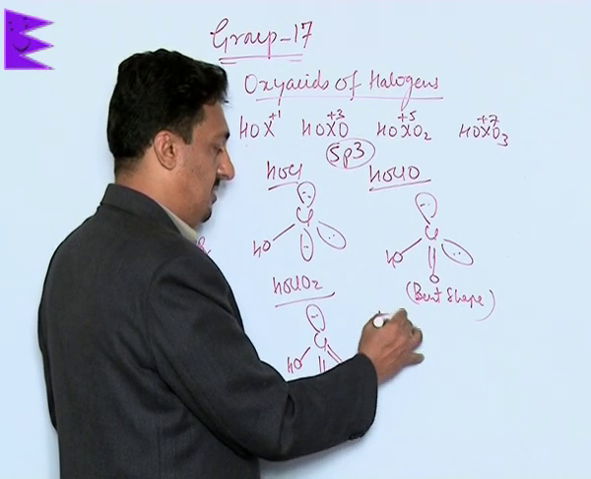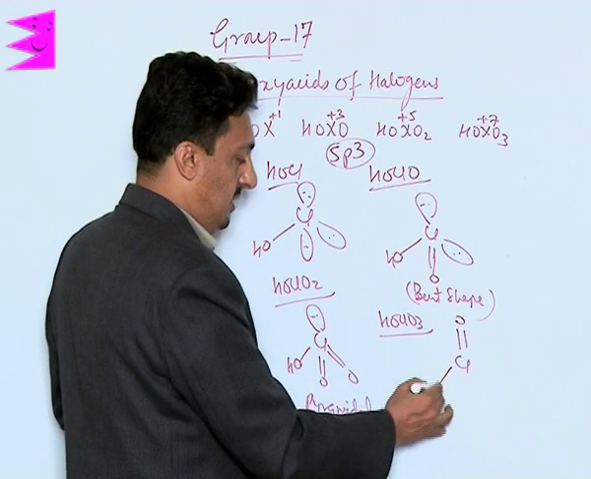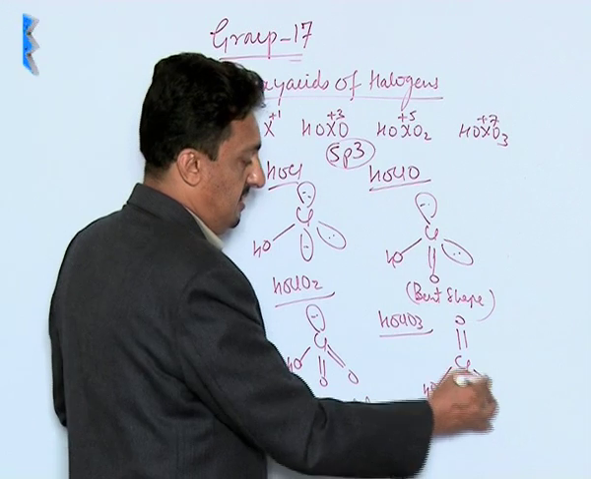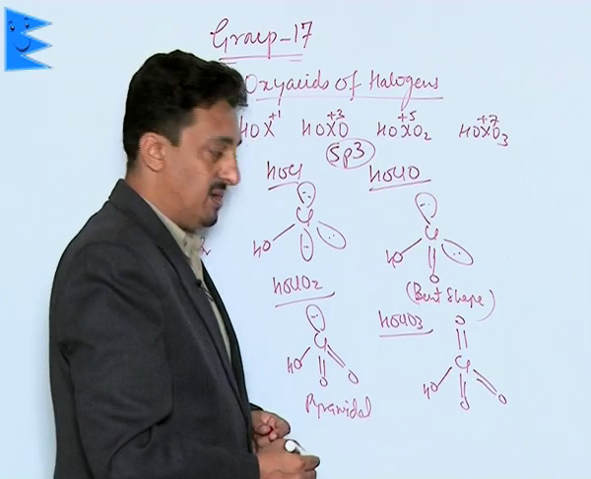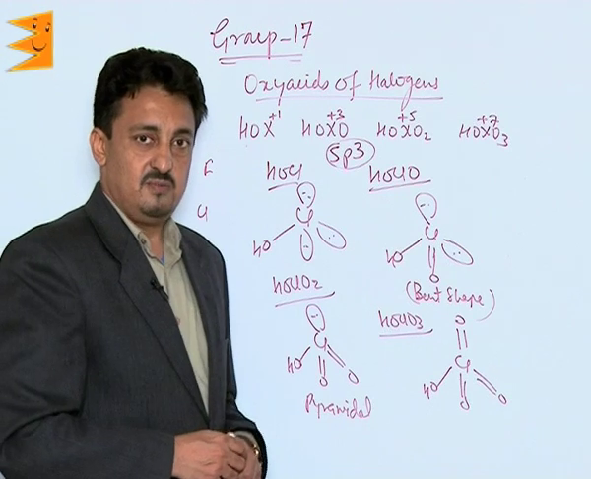And when we are talking about HOClO3, it will be like this with the 1 OH group and 3 double bonded oxygens. So it's completely tetrahedral. So these are the structures of the oxyacids of halogens.